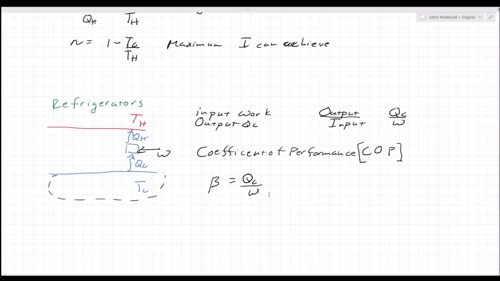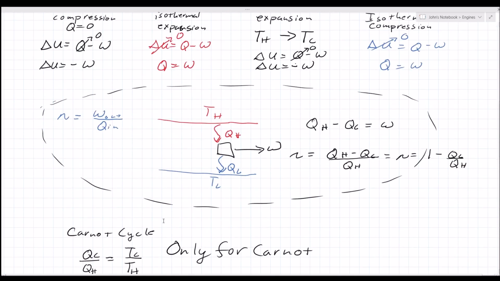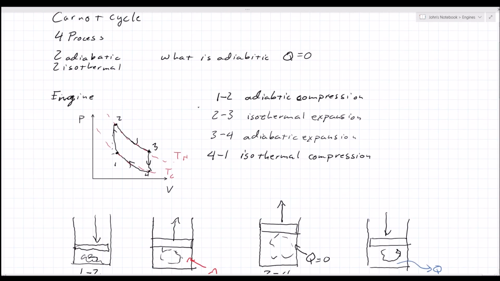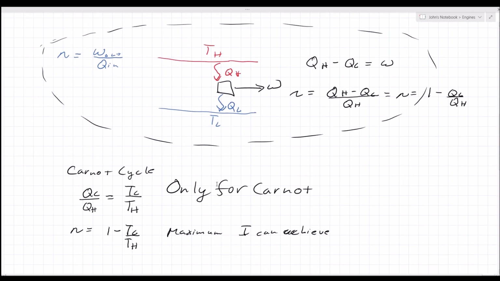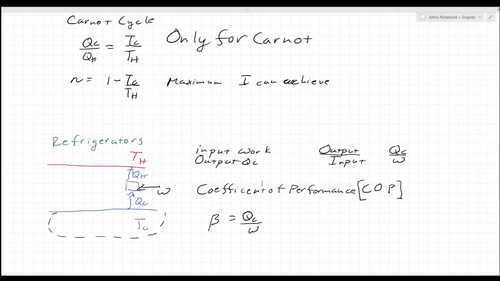Now, if you notice, refrigerators are just the reverse of an engine. So a Carnot refrigerator would simply be this cycle up here operating in reverse. So it would go 1 to 4, 4 to 3, 3 to 2, 2 to 1. I will do a problem with refrigerators, engines, and heat pumps after I get through this theory.